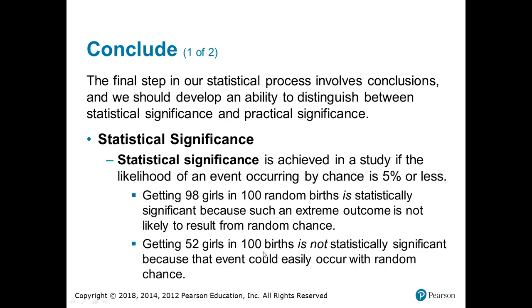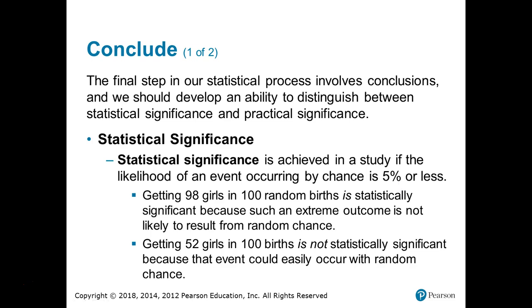So once we got our sample, we analyzed it, now we make conclusions. So we are going to see if it's statistically significant. And generally, we are saying that statistical significance is achieved in a study if the likelihood of an event occurring by chance is 5% or less. That number will come up, well, not a lot, but in a chapter or so later, but just kind of put that in your back pocket for now.